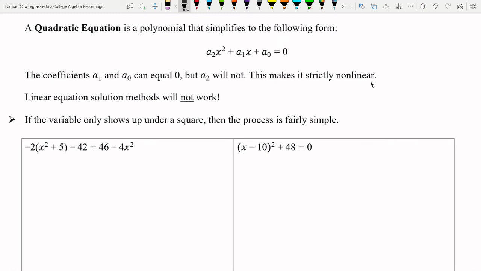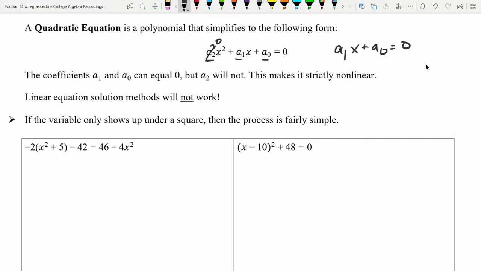A quadratic equation is a polynomial that simplifies to this form. Now, a1 and a0 are constants. These can be equal to 0, but a2 cannot be equal to 0. If it were, this whole term would cancel, and you'd just get a1x plus a0 equals 0, and that's a linear equation.